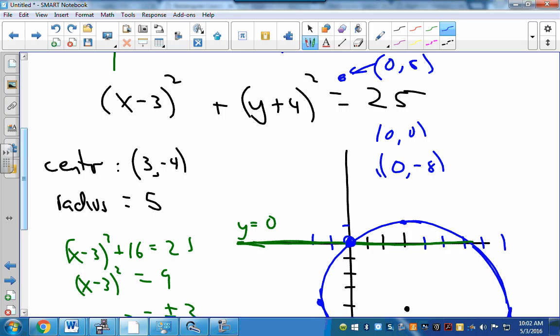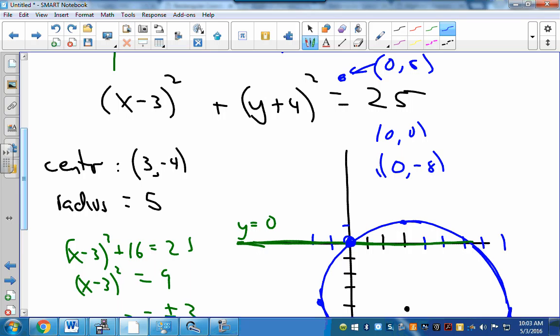Don't do stuff in your head. Put it on paper so I can see what you're doing. If you make a silly mistake at the very, very end, you're still going to pass. If all you have is the wrong answer with no work, it's a 0. There's nothing I can do. Okay, so yes, not 0, 8, but 0, negative 8. Anybody else get 0, negative 8?